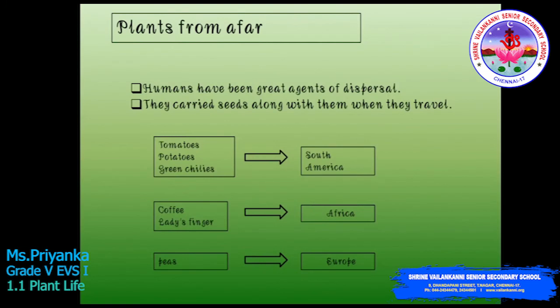And next is plants from afar. Just imagine if there was no scattering of seeds. See, now I'll explain one thing. Humans have been great agents of dispersal since ancient times. Why is it? Because tomatoes, potatoes, and green chilies came from South America. People carried them from South America and planted the seeds here. That's how we get tomatoes, potatoes, and green chilies. Likewise, coffee seeds and ladies' fingers come from Africa, and from Europe we get peas.